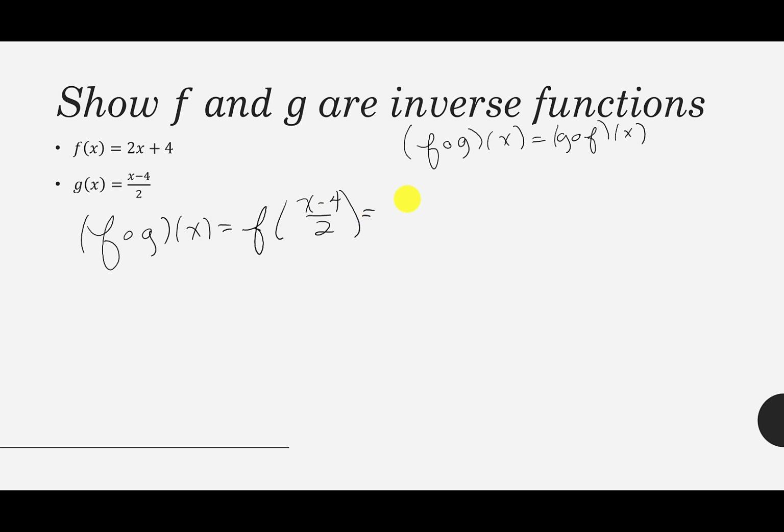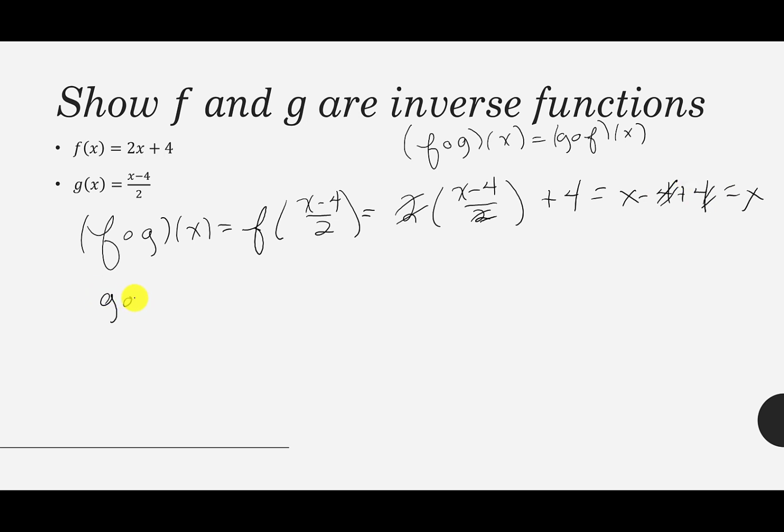F says whatever you give me, I'm going to multiply by 2. So I have 2 times x minus 4 over 2, and then I'm going to add 4. Well, the 2's cancel, so I have x minus 4 plus 4. The 4's cancel, and I have x. So with the f composition g, it looks good.